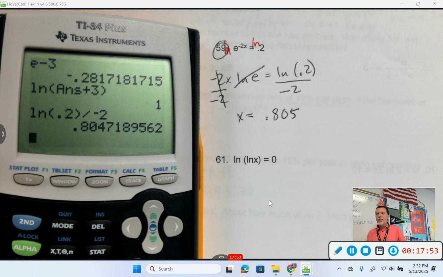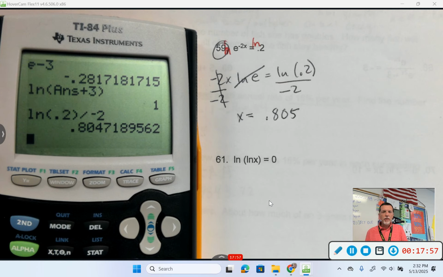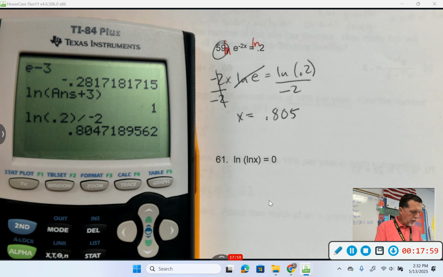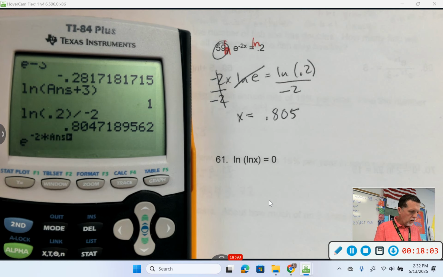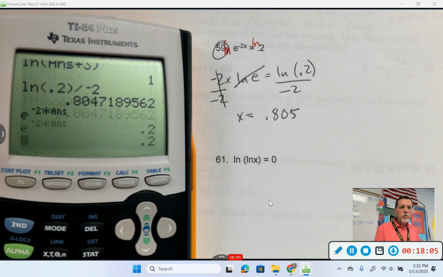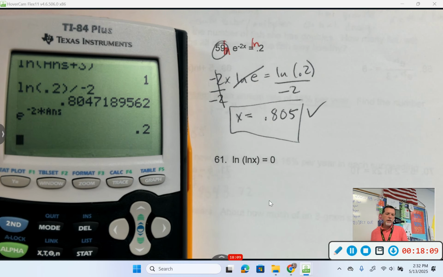And again, to both illustrate how easy it is to check and for my own purposes of making sure I got the problem right, e to the negative 2 times answer is supposed to be 0.2, and it is, so yay us, we got that one right.